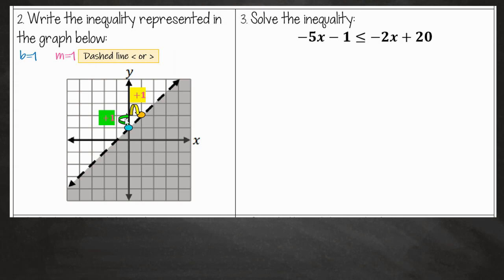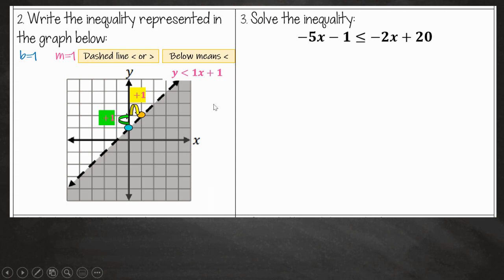So we so far have 1x plus 1. We have a dashed line here. So we know that we're going to have a less than or greater than symbol without the equal sign. And we are shaded below the line. So we know that it's going to be a less than symbol. So we end up with y is less than 1x plus 1.